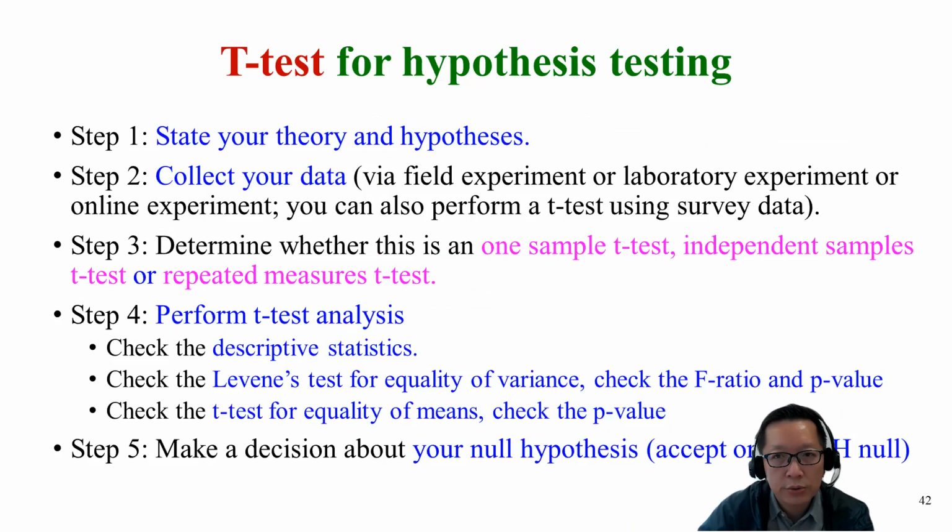So you can use a t-test to test hypotheses. You first state your theory and hypothesis. Of course, you collect your data as a second step. Then you can decide whether you use a t-test or not, right? And then for the t-test, you need to decide what type of t-test it is. Then you conduct the t-test, look at the descriptive statistics, and check the test of equality of variance. One of them is called Levene's test. I think this is a person's name who invented this method. Check the F, and then you check the p-value. And the p-value is the key part here to determine your t-test result, and you make a decision.